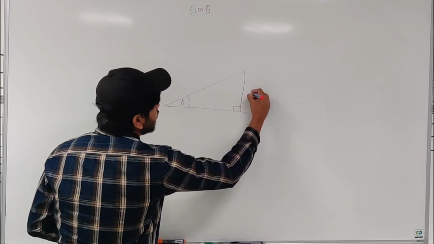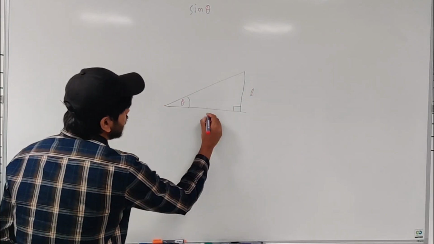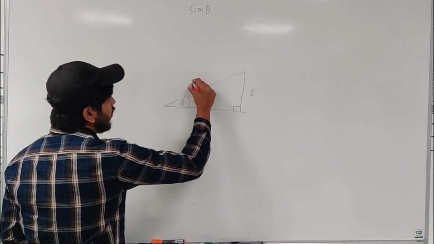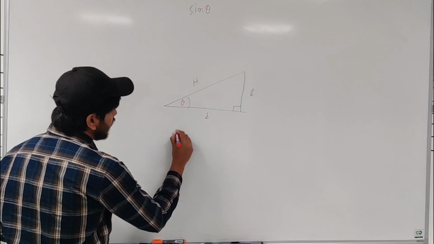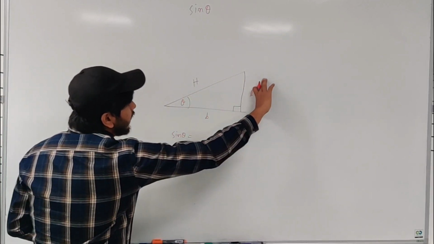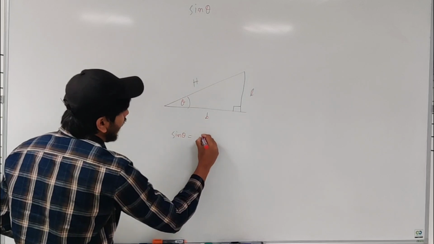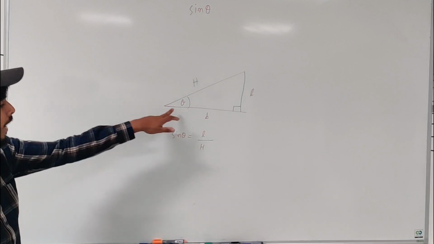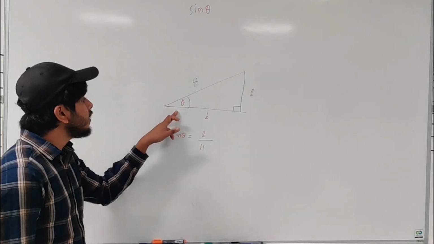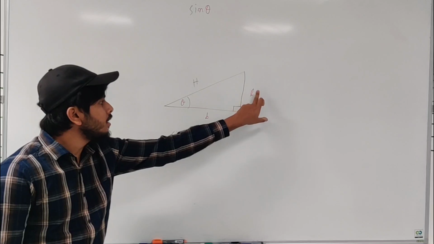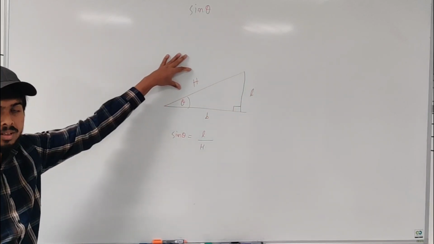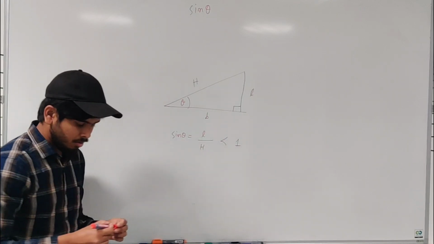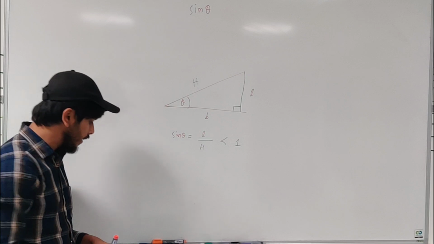Let's say this length is L, the base is B, and in a right angled triangle we have the hypotenuse, the largest side of the triangle, as H. Then sine theta is simply defined as the length, or the height, that is opposite to the angle, L, over the hypotenuse H. Now for this acute angle theta, in any right angled triangle the length L has to be smaller than capital H. So sine theta is less than 1, because small l is less than capital H.